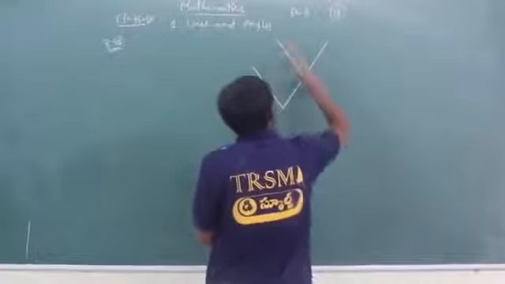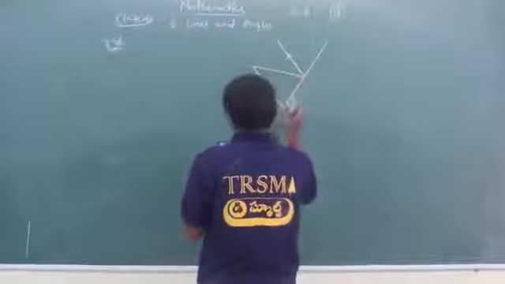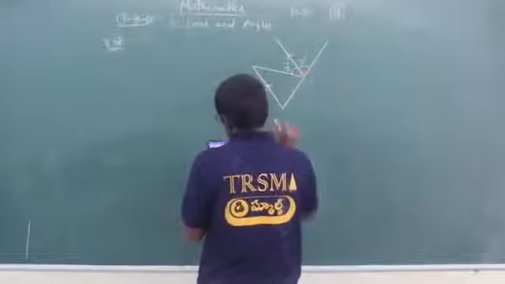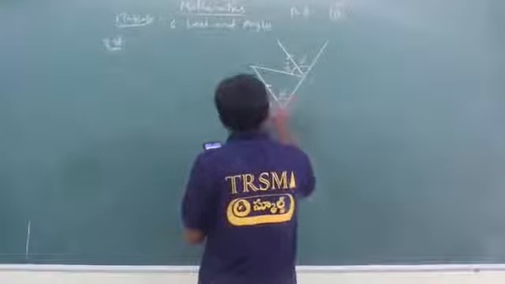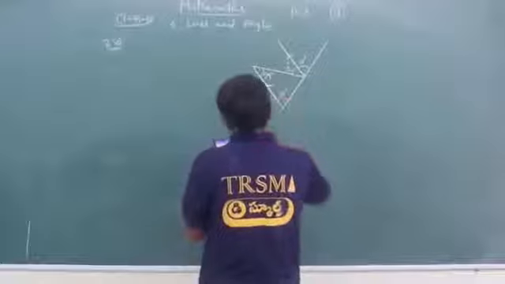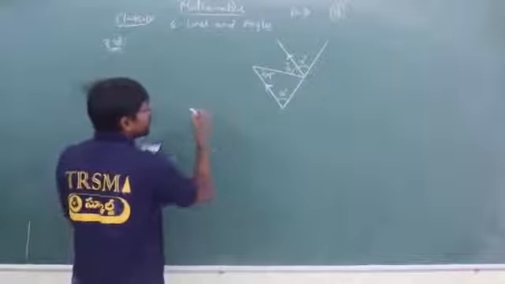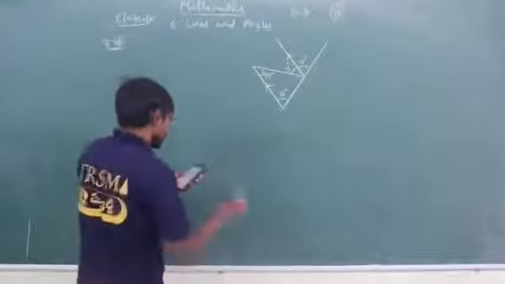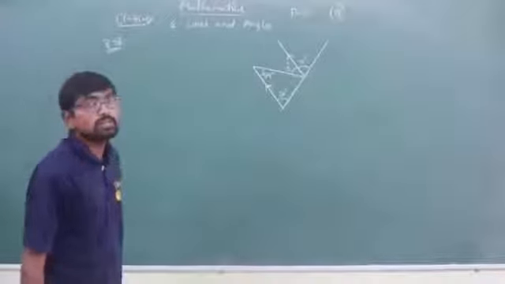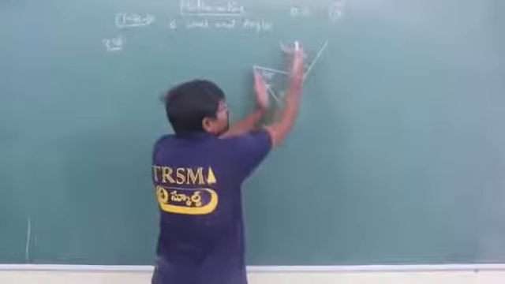Arrowheads are parallel. These are the two arrowheads which are parallel to each other. This is y degree, this is x degree, this is 60 degree, and this one is 59 degree. So we need to find the value of x and y here. Remember that thing. Now here we have two parallel lines, these two arrowheads are parallel.